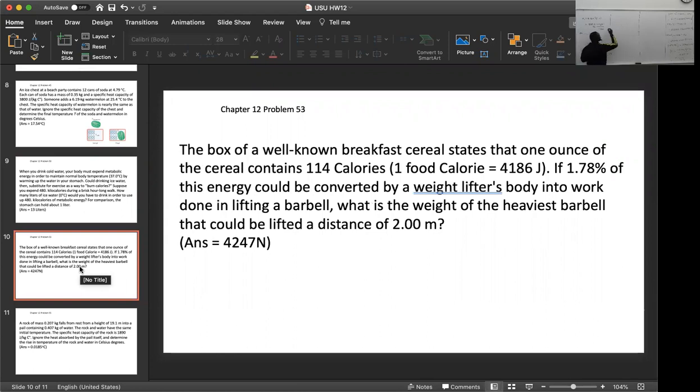So you're lifting the barbell, your work done is weight of the barbell times the height you lift it, MGH, equals. So this is the weight of the barbell times height equals 1.78% of your energy. The height is given to be 2 meters. So 2 times the weight is the work done, equals 1.78/100 times 114 calories. So let me stop sharing so you see what I'm doing.